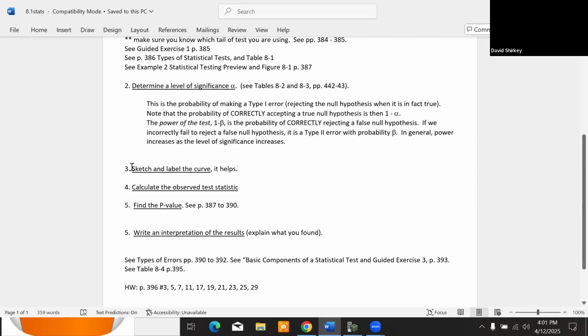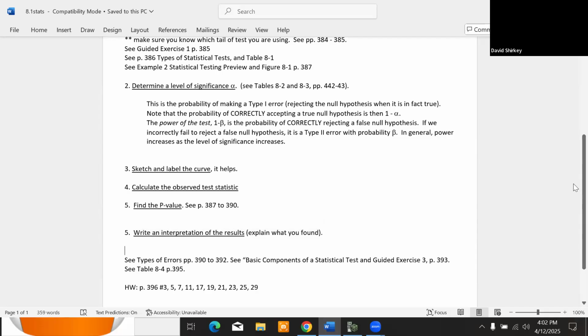If you were doing this by hand, I would say for step 3, sketch and label the curve. It helps, or at least it helps me, to visualize what's going on. You then calculate the observed test statistic, which we're actually going to have the entire test done for us. In other words, what's the z-value? And then calculate the p-value, which is the area in the tail beyond the observed test statistic. And then you'll see that you write an interpretation of the results. In other words, explain what you found.